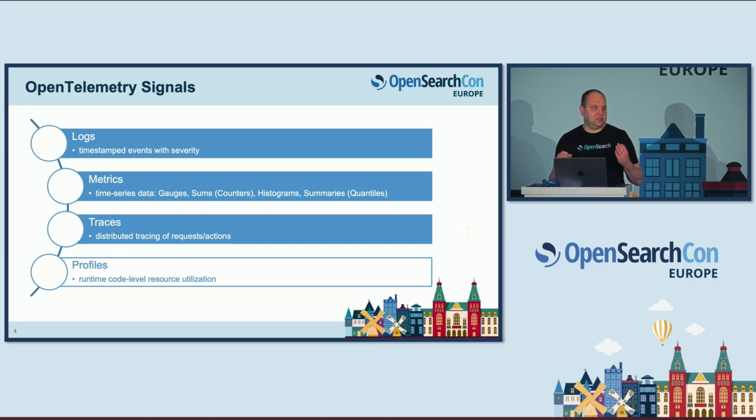And there's a 4th signal forthcoming, and this is profiles. Profiles means code-level insights, something you might know from Java Flight Recorder, pprof, these kinds of things. That is at the moment in the, I think, final steps of standardization, and that will be upcoming. So we know what we might be doing in the future as well.